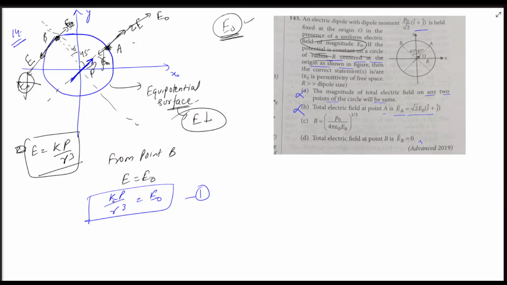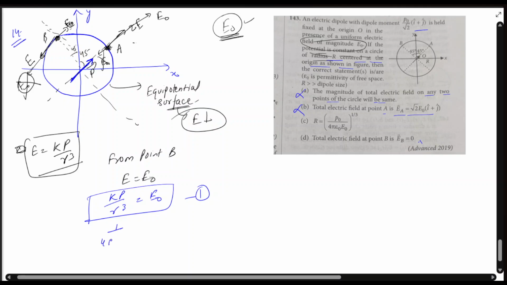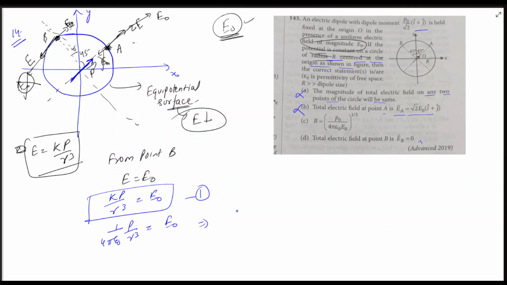So K we can write as 1 upon 4 pi epsilon naught, P by R cube is equal to E naught, right? So let's exchange them. We will have R equals 1 upon 4 pi epsilon naught, P upon E naught, to the power 1 by 3. So yes, this is correct. C is correct. Total electric field at point B will be 0. Yes, yes, this is also correct. So we will have C and D as our answer, right?